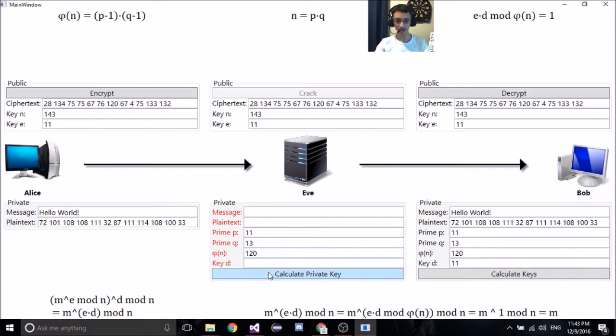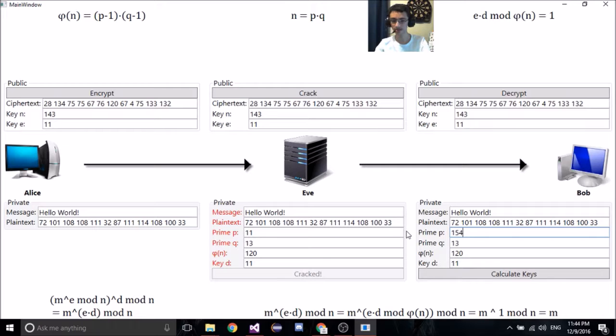Calculate the totient of them, 120. Wow, we're getting all this information. Private key, 11. We cracked it. The key is 11, which was the same key as this. It's crazy. But now we can crack it, and we can see what Alice sent to Bob. That isn't good. We need a bigger, a stronger key.